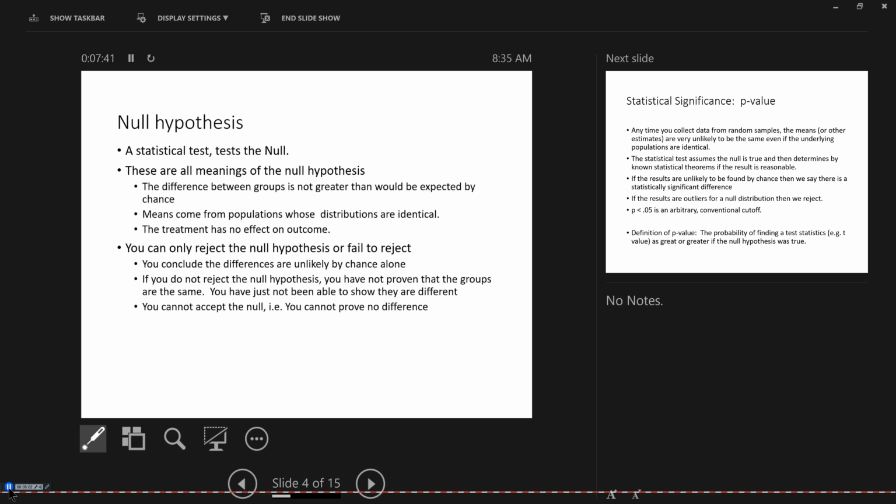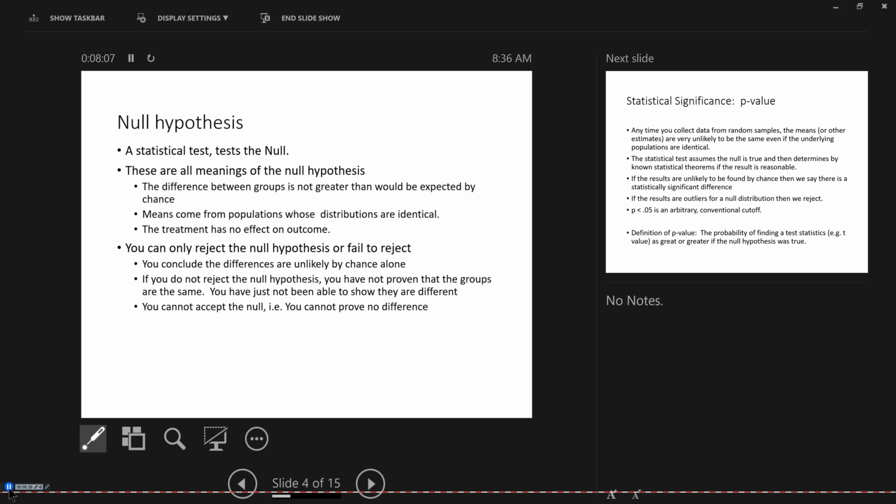Along with that, you can only reject the null hypothesis, say it's unlikely, with a small p-value. Or if you get a big p-value greater than 0.05, you fail to reject the null hypothesis. You do not prove the null. You cannot prove the null because you don't know where the other distribution is.